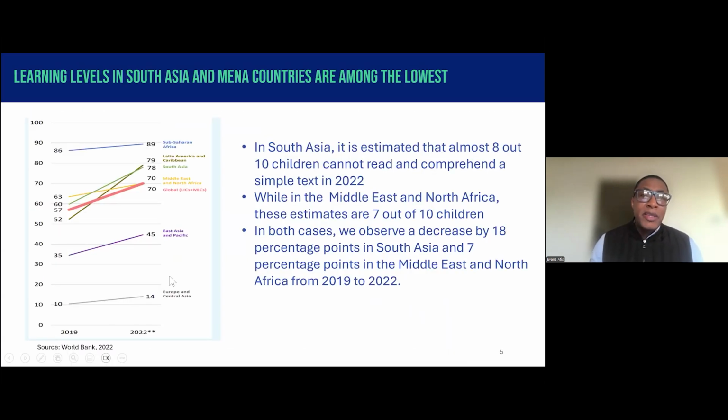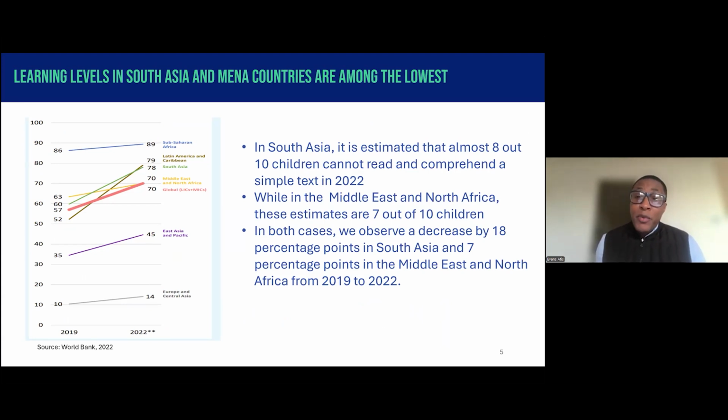The other aspect is about the learning levels. We've seen these estimations done by the World Bank, where almost 8 out of 10 children cannot read and comprehend a simple story. You've seen these numbers already, I'm very sure. And looking at MENA, Middle East and North African countries, we see that 7 out of 10 children cannot read and comprehend a simple text.